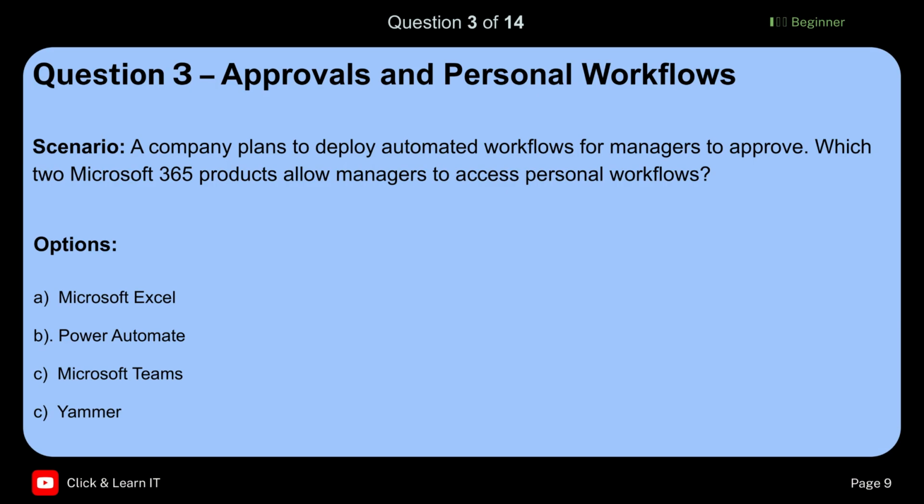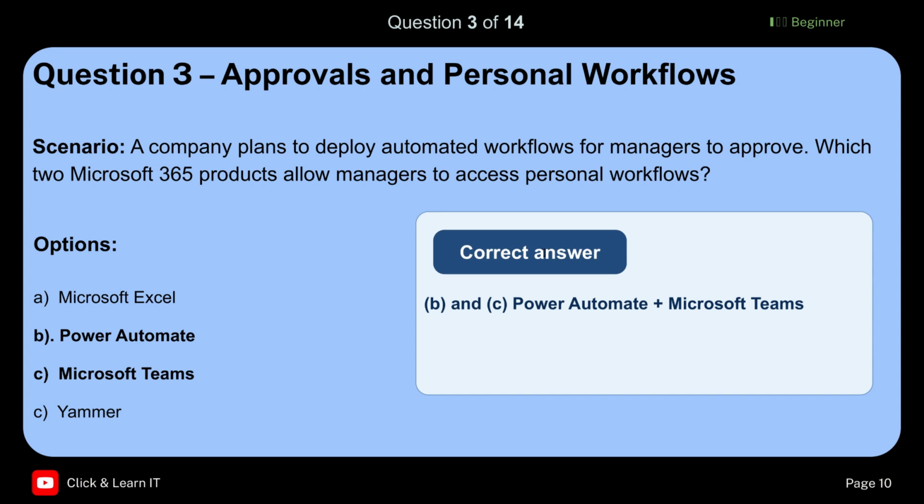Question 3. A company plans to deploy automated workflows for managers to approve. Which two Microsoft 365 products allow managers to access personal workflows? Options are Microsoft Excel, Power Automate, Microsoft Teams, and Yammer.